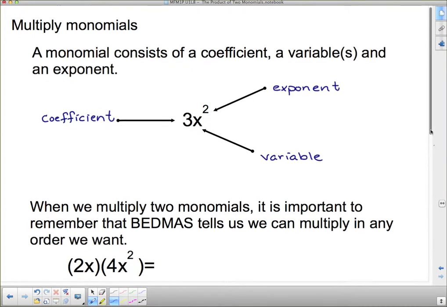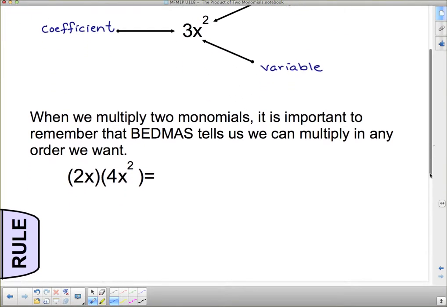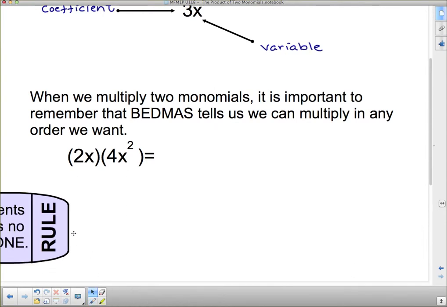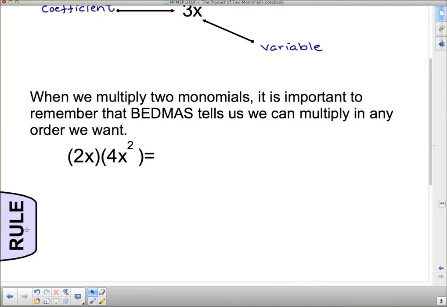When we multiply two monomials, it is important to remember that BEDMAS tells us we can multiply in any order we want. So I can swap things around in any order I want. Look, this is going to give us a rule. What's our rule here? We're going to multiply these two things together. Let's actually discover that rule.